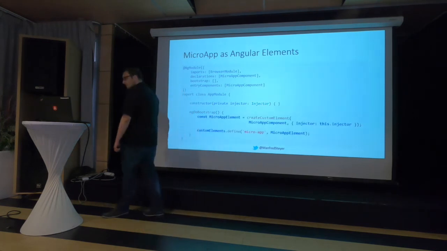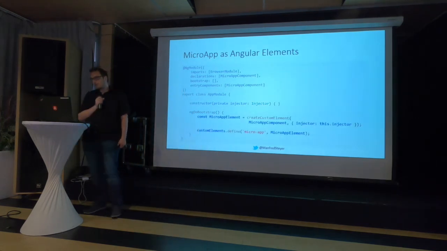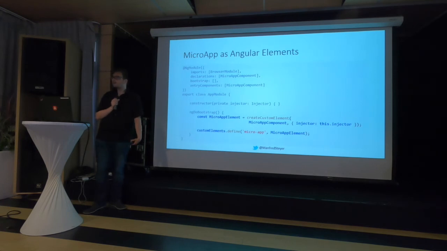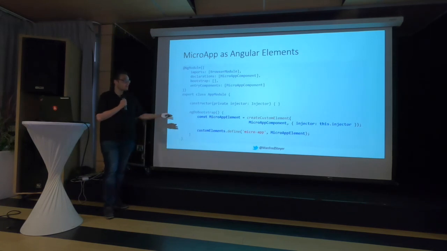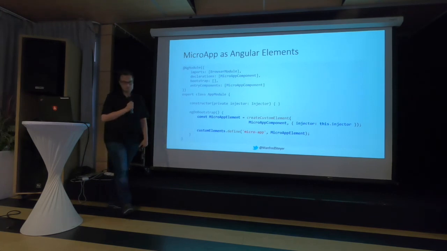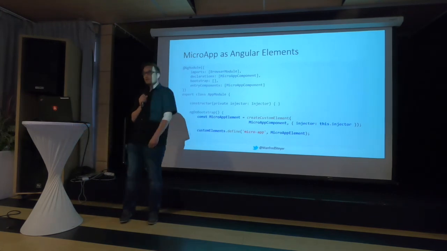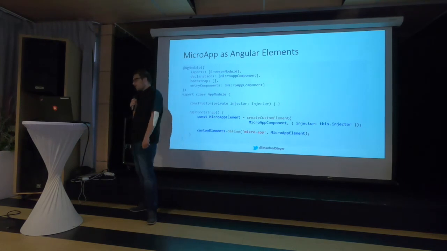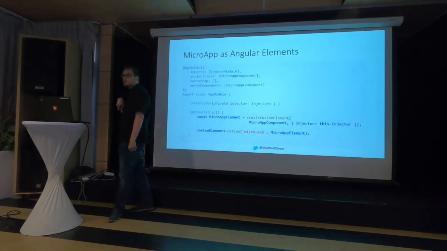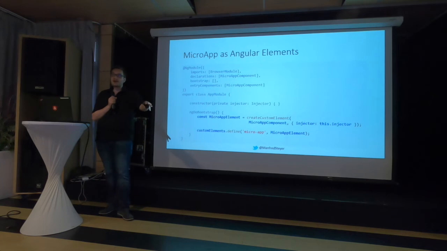And within this method I'm using this new function. It is called createCustomElement. createCustomElement gets an Angular component. Here it is my micro app component, and it returns a custom element. In addition to that, you should pass your current injector. This makes sure that your component is connected to the dependency injection mechanism of your application.